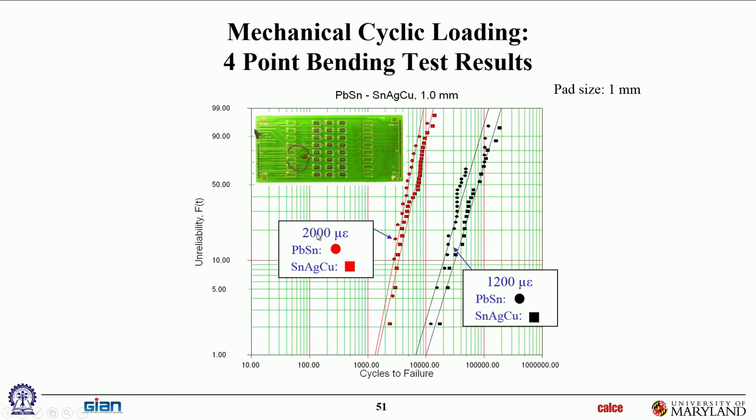This had more severe bending. This is the bending of the circuit card, okay? 2000 microstrain is the bending of the circuit card measured with that strain gauge. And this was 1200 microstrain. So this is loaded less severely. This is a lot of bending.